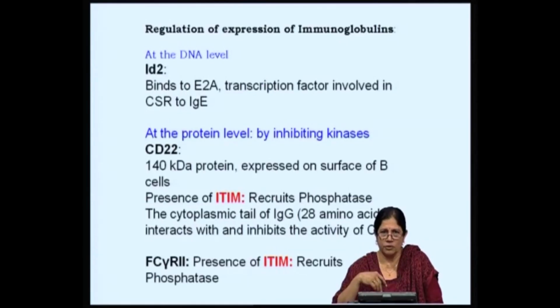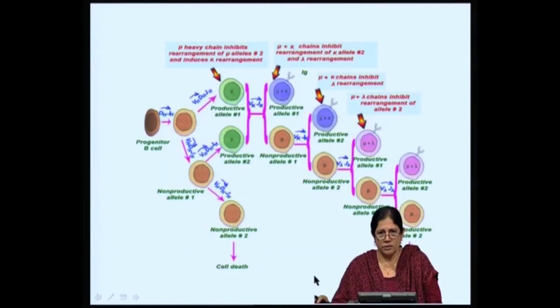in turn inhibiting the immune response. So, there are a score of different molecules, both at the DNA level and at the protein level, which ensure that the antigen receptor mediated activation of B cells and the synthesis of antibody producing plasma cells can be modulated such that the immune response does not go haywire.